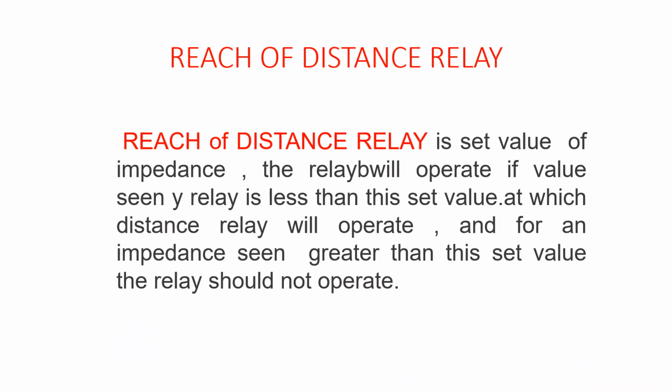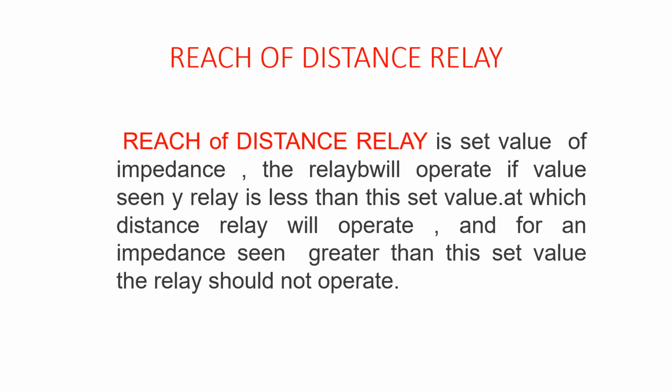Now, what is the reach of a distance relay? I already described this in underreach, but you know that the reach means the relay set value. Like for zone 1, the relay is set at 80% or 85% of the line impedance, and this is known as the reach. So reach is actually the value you set for the relay, and the relay should operate on the value of impedance measured during the fault. When the value measured during the fault is less than the set value, then the relay will operate.